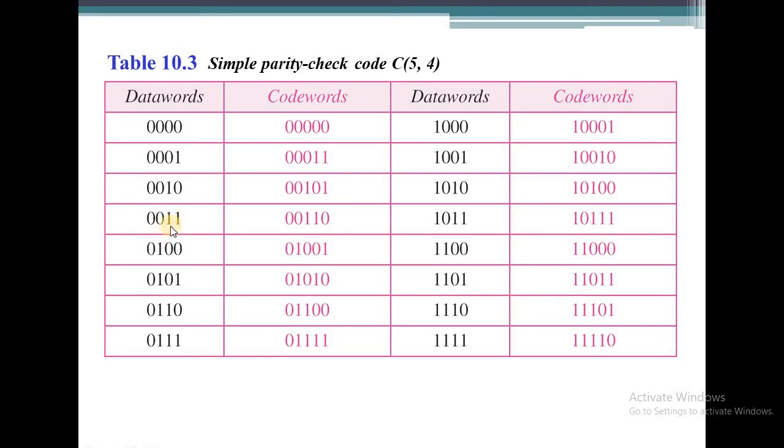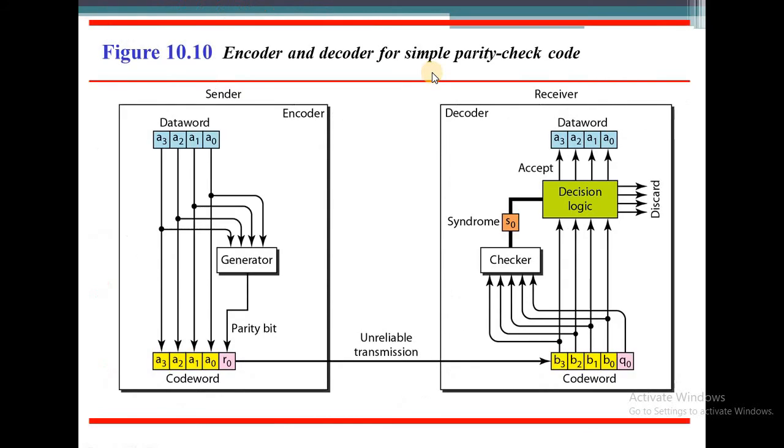It has an even number of ones, so the parity bit is 0. It is similar for all of them. Here there is an odd number of ones, so the parity bit is 1. This is how the parity check code works. Here, in C(5,4), 5 is the code word length and 4 is the data word length.